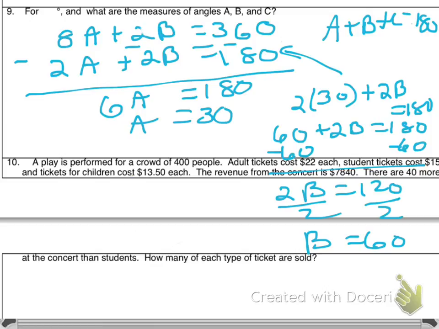All right, so now I get A is equal to 30, B is equal to 60, so that means C has to equal 90. All right, and I do realize that one was hard because that requires a lot of geometry.